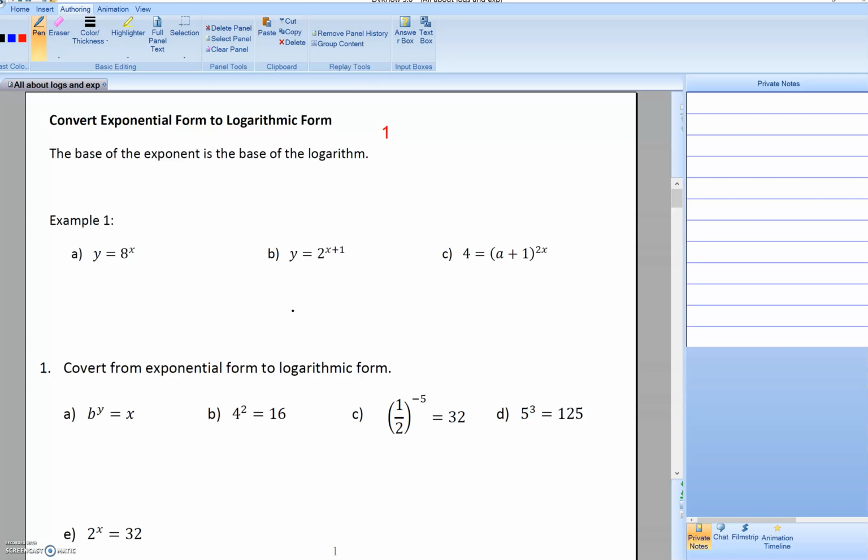Hello everyone. As I promised, in this video I'm going to summarize the whole lesson of logarithm and exponential. I'm going to categorize all questions that have the same solution.